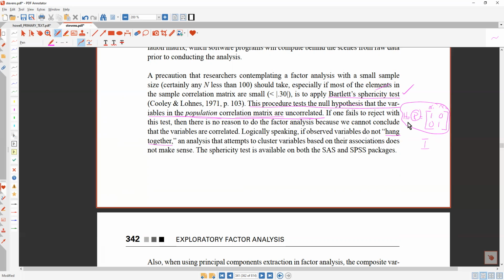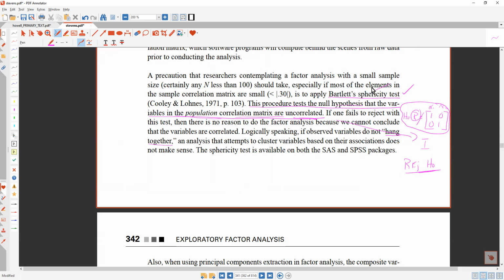So Bartlett's comes around and says, here, evaluate that null hypothesis. If the H0 is that it's uncorrelated, which means it's an identity matrix, then we want to reject this, right? We want to reject H0, because if you can reject H0, then that suggests it's not an identity matrix. And if it's not an identity matrix, it suggests that you have sufficient correlation between variables, making doing the factor analysis worthwhile. Okay, that's the idea behind that test.